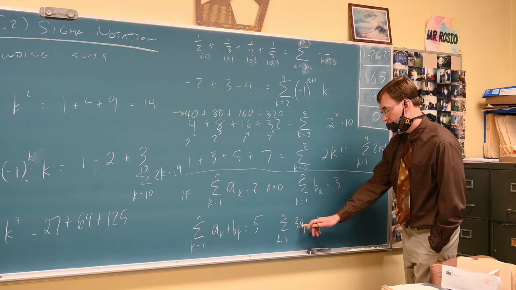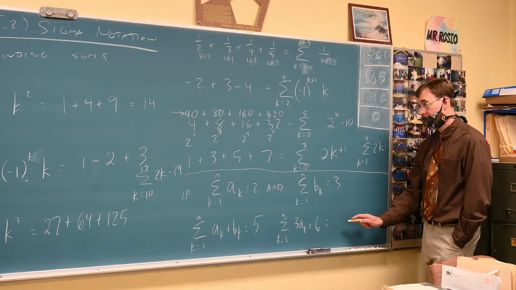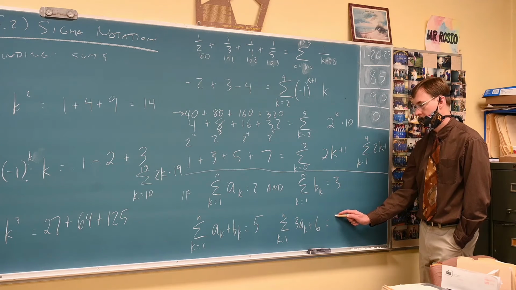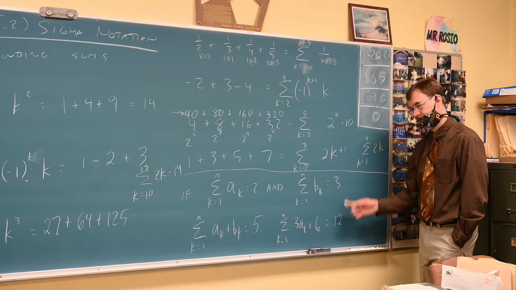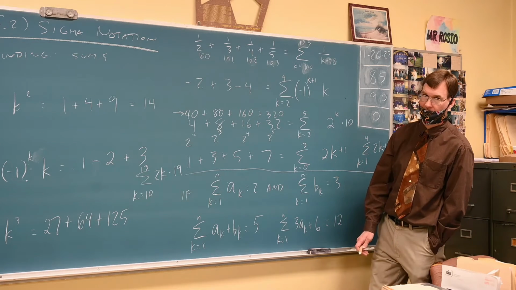If they want 3 of the A's plus a 6, you would simply go with 12. There will be a couple of those. That's going to be the greatest group of the page.